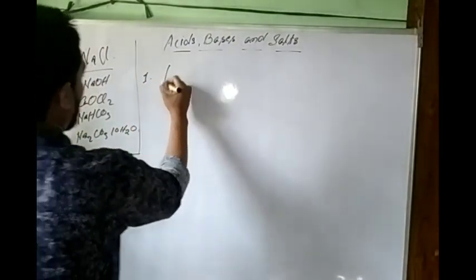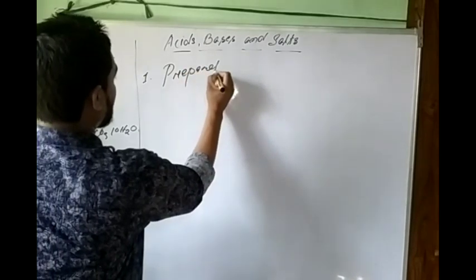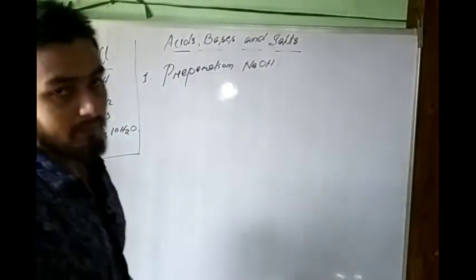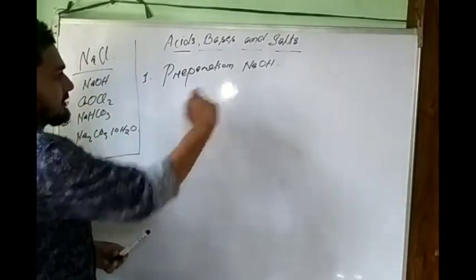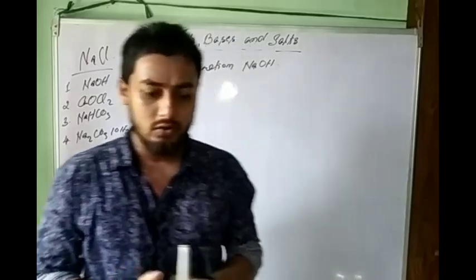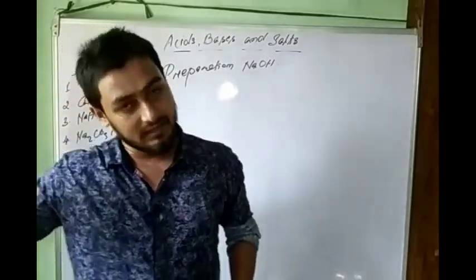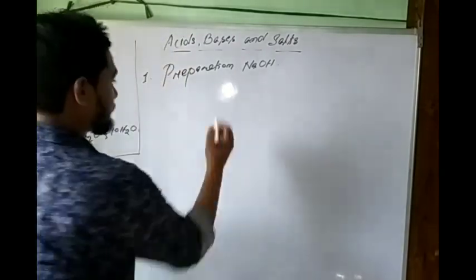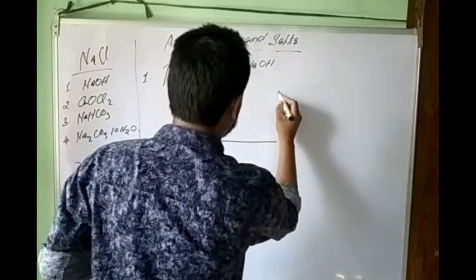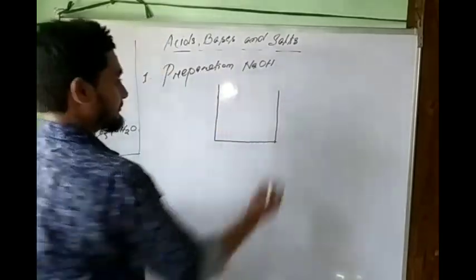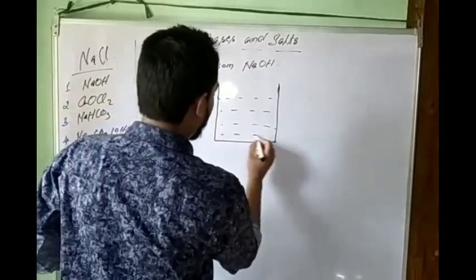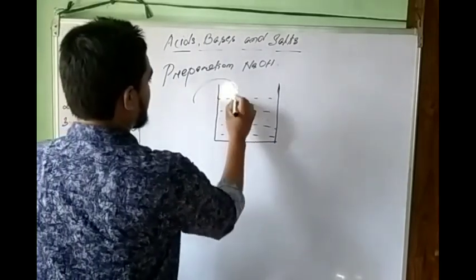That means preparation of sodium hydroxide. How can we prepare sodium hydroxide from NaCl, that is common salt or sodium chloride? To prepare sodium hydroxide, we will simply pass electricity through the aqueous solution of sodium chloride. That means we will take a beaker and mix water and sodium chloride.